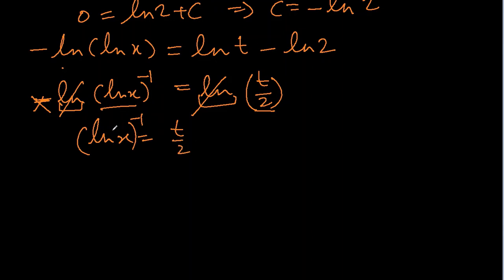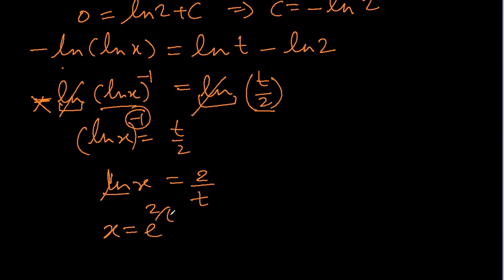t over 2. Now to make this negative a positive, we have to reciprocate both sides. So it will become positive exponent of ln x, and this will be 2 over t. And if we get rid of this ln, x will be equal to e to the power 2 over t, and this is the final solution.